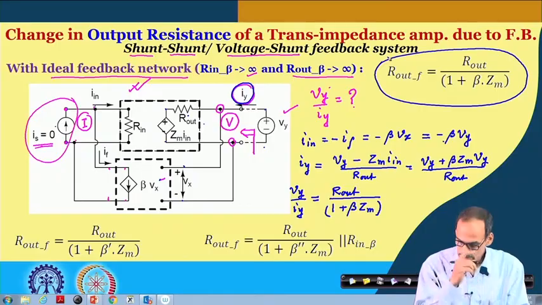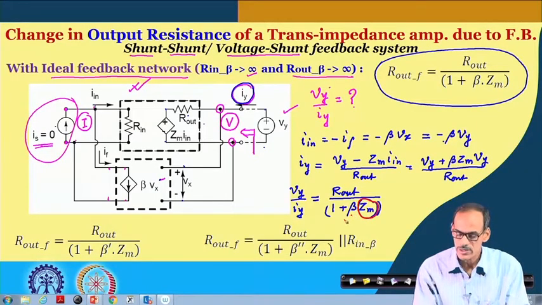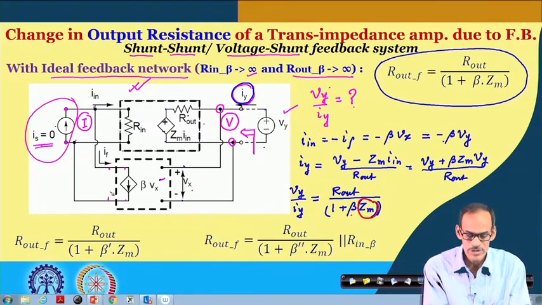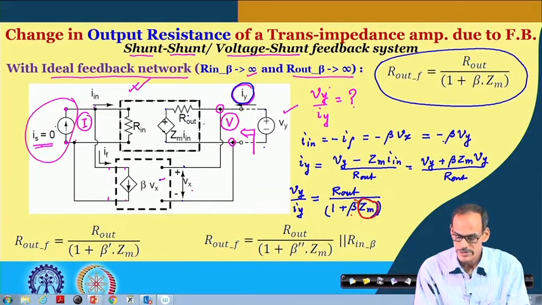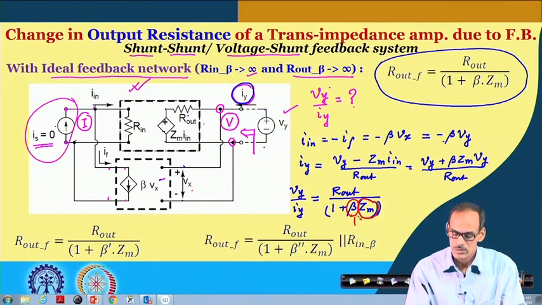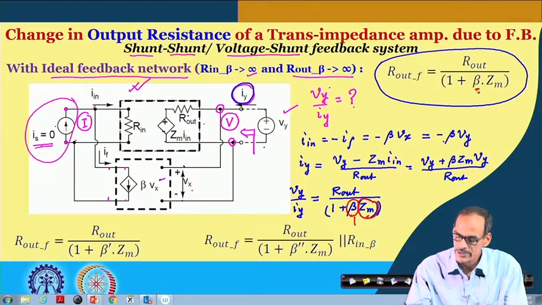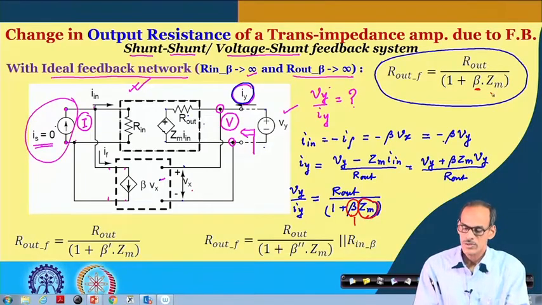You might have observed that the unit here is ohm, and though we are using the same notation beta here for the feedback network, it converts voltage into current. So, its unit is 1 by ohm or mho. So, after making this multiplication, this part should be unitless. That is why beta has a unit of 1 by ohm.